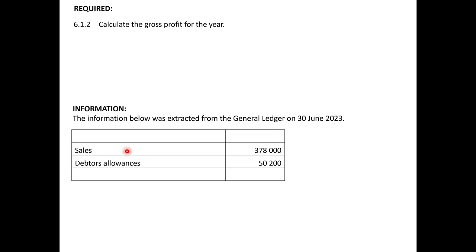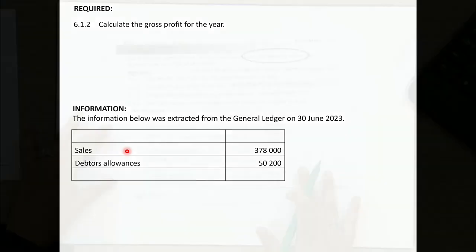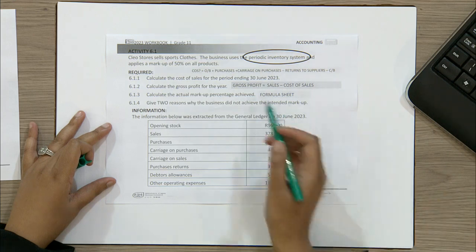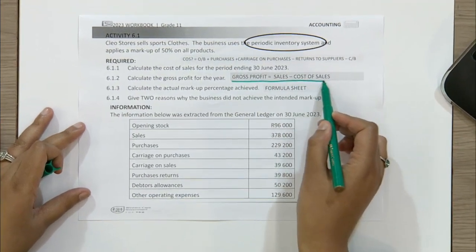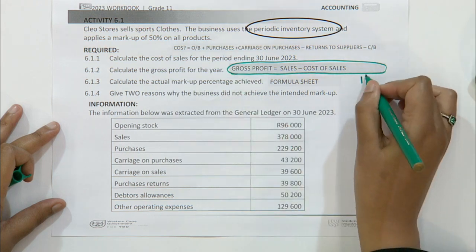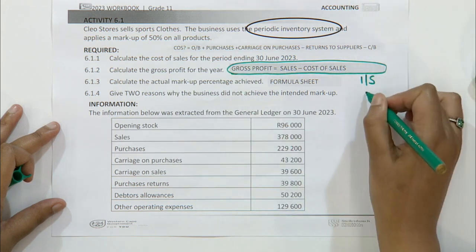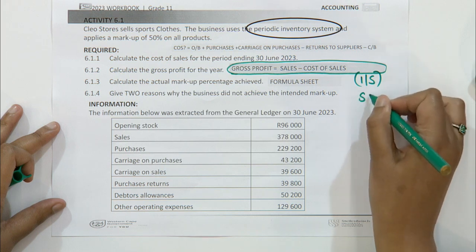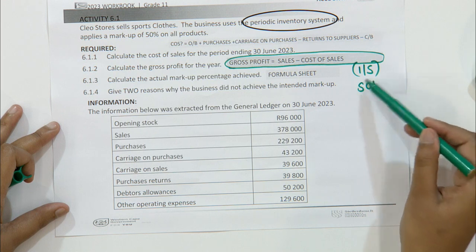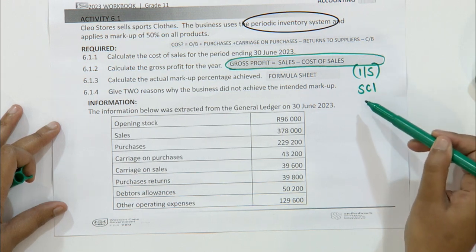if we look at the page quickly, when it comes to the question of calculating the gross profit, the formula is your gross profit, which is sales minus cost of sales. And again, this all comes from my income statement, or rather better known as my SCI. Right, so it used to be the income statement. We know that information from the statement of comprehensive income.